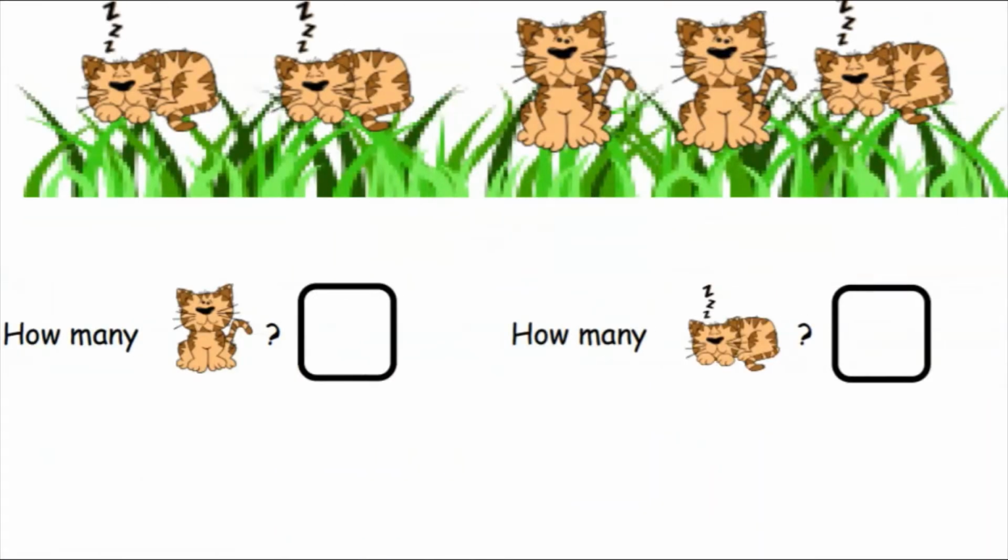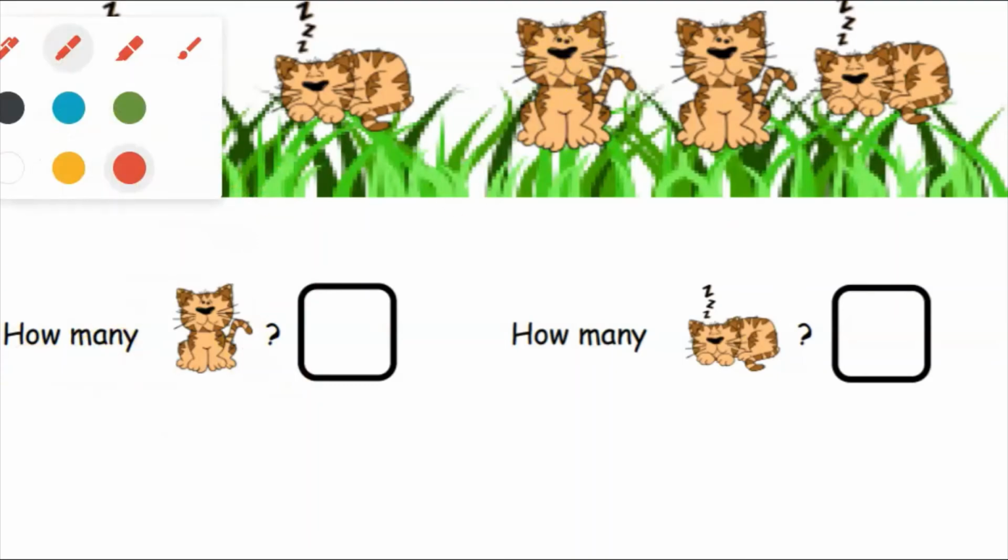Now let's look at our cats. We have some sleeping cats and we have some cats that are awake. Your teacher's going to pause the video and I want you to count how many cats are awake and how many cats are asleep. Okay. Before we can use our number bond, we need to count our objects. So we're going to first count our awake cats.